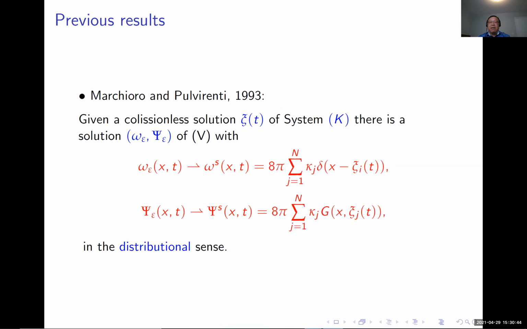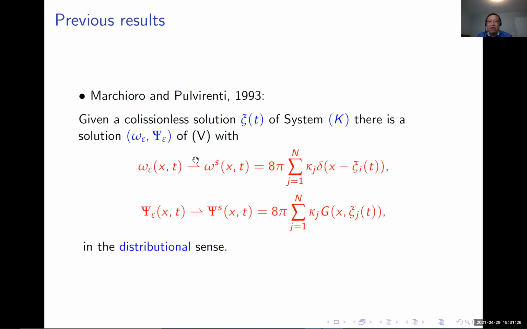So this problem was solved in 1993 by Marchioro and Pulvirenti. This is a very famous result. The result they showed is that if you have a collision-less solution to the equation of the point vortices, you can find a solution to the 2D Euler equation, and the weak limit, in the distribution sense, converges to the singular solution, right?